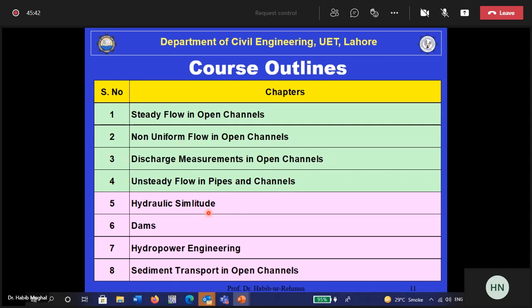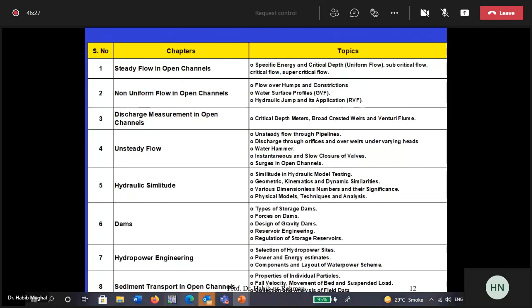Okay, the fifth chapter would be hydraulic similitude, and the sixth would be dams. The seventh would be hydropower engineering, and the eighth would be sediment transport in open channels. So maybe 50% of the chapters would be covered by me, and 50% by Engineer Abdul Rahman. Or we will see, I may take more of the part. Maybe the 2 hours lecture will be taken by me or 1 hour by him. Then I will cover more of the course. And these are the details of each chapter.